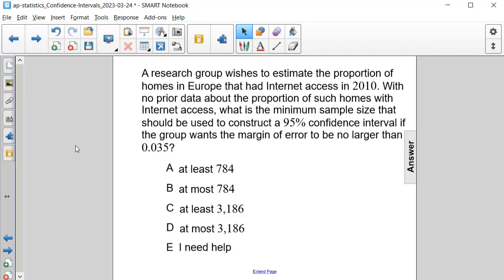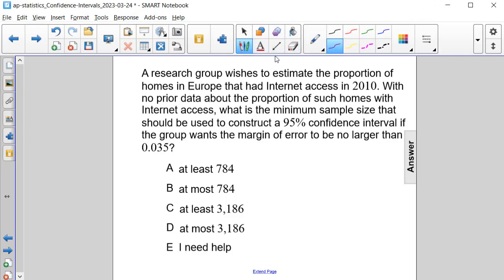A research group wishes to estimate the proportion of homes in Europe that had internet access in 2010. With no prior data about the proportion of such homes with internet access, what is the minimum sample size that should be used to construct a 95% confidence interval if the group wants the margin of error to be no larger than 35 thousandths?